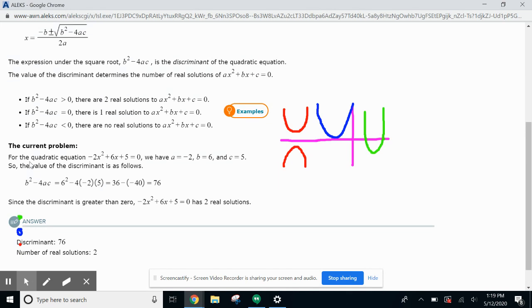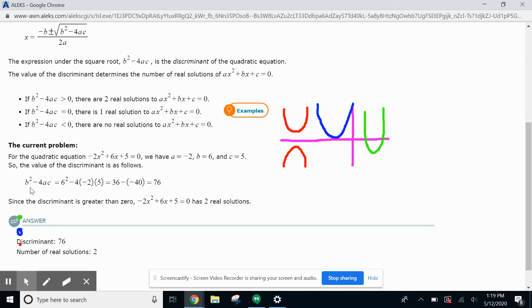And so they took what's under the radical and replaced: -2 goes for a, 6 goes for b, and 5 goes for c. So now 6 squared minus 4 times -2 times 5. 6 squared is 36. -4 and -2 will make a positive number. Oh, they didn't show that yet.